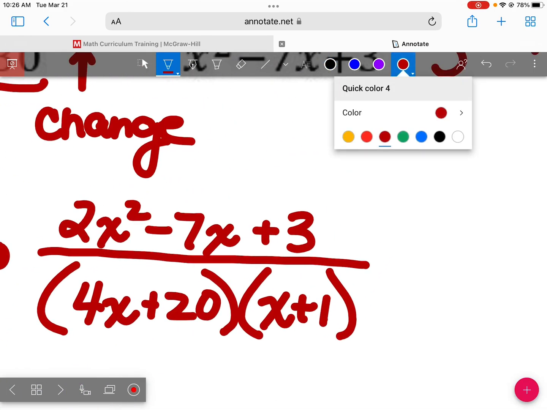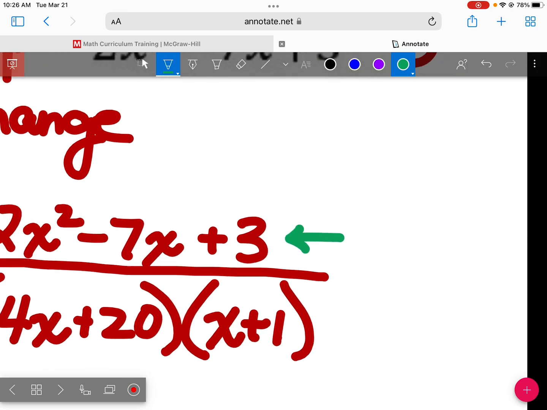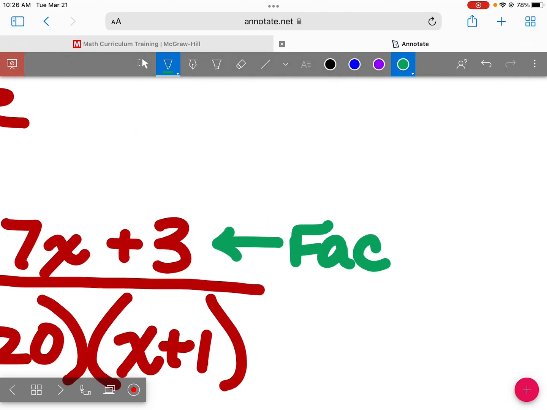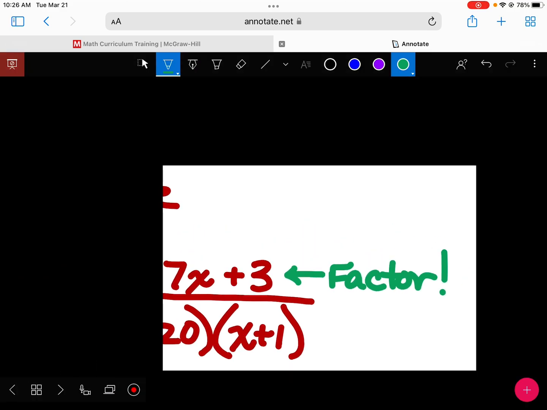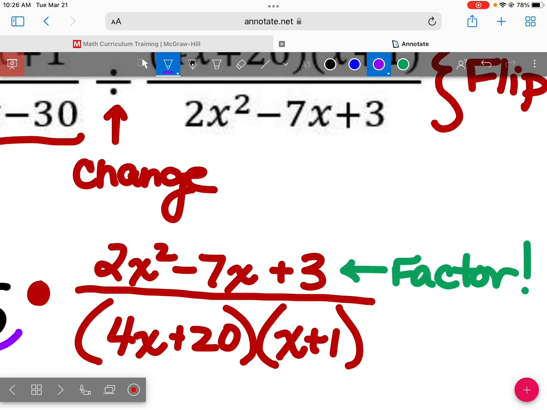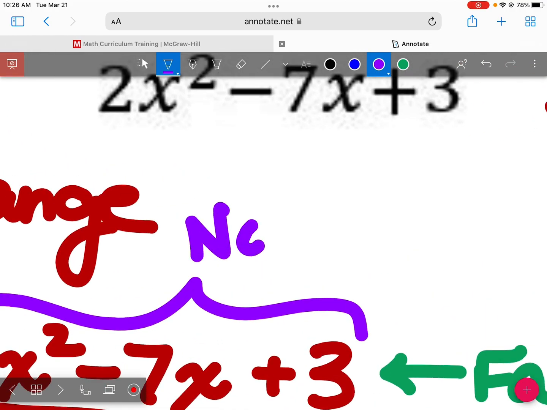I have to factor this numerator. Yes, ma'am. You will have time to factor everything that needs to be factored, yes. First thing I always look for when I'm factoring, GCF. Is there anything that goes into 2 and negative 7 and 3? No GCF.